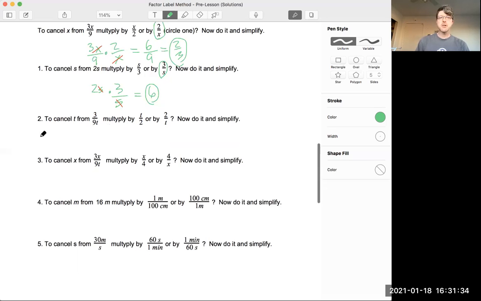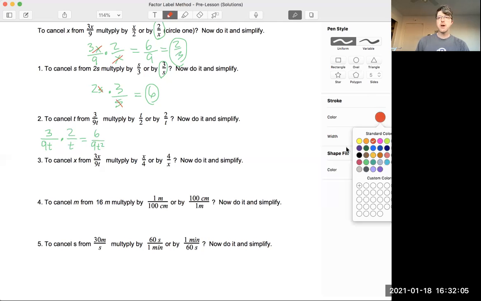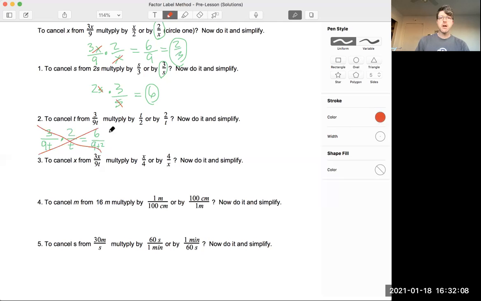If we multiplied that together, here's what we would get. This is the wrong answer, but I'll just show you what it does so you can understand this a little bit better. 3 over 9t times 2 divided by t: 3 times 2 is 6 on the top, and then we would get 9tt on the bottom, which is 9t squared. So instead of getting rid of our t and canceling it, we actually ended up with 2 of them. So that's what happens when you do it wrong. It's no big deal.